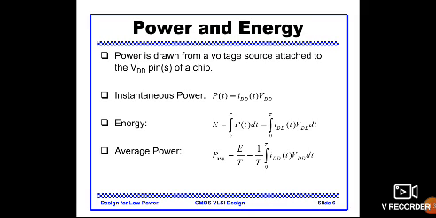Power is drawn from a voltage source attached to VDD, which is in the chip, and instantaneous power is equal to IDD times VDD. Energy is as given, and average power is also as given.